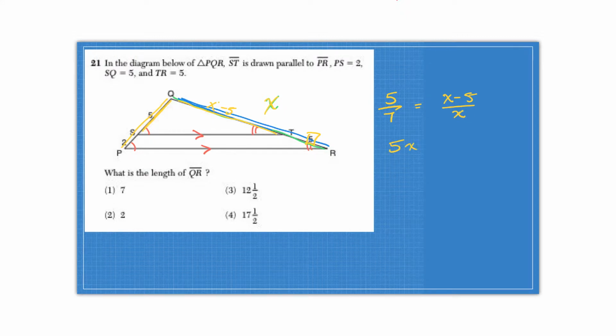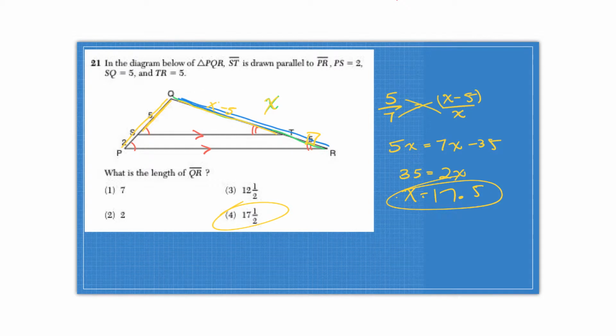When we cross multiply, we'll get 5x is equal to 7x minus 35. Notice that we had to distribute that 7. And then I'll subtract 5x from both sides and add 35 to both sides. And I get that 35 is equal to 2x. And dividing by 2 on both sides, we finally get that x is equal to 17.5.